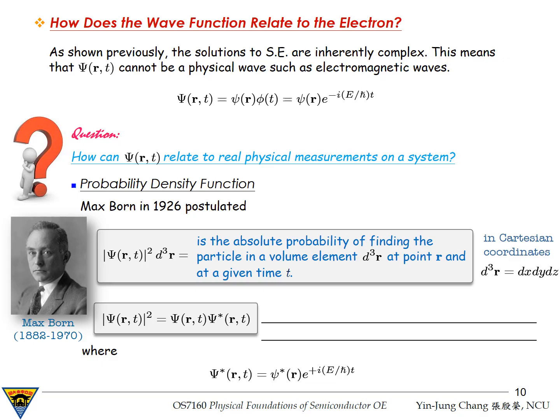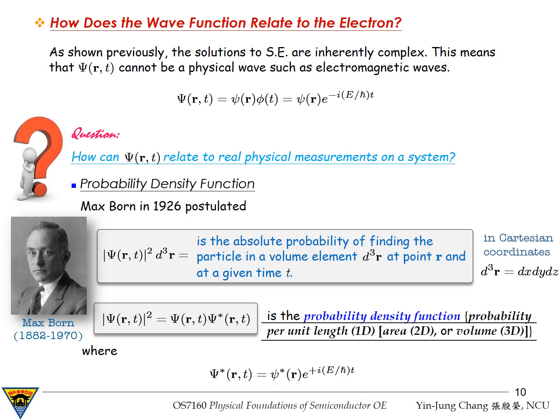The square of the absolute magnitude of a wave function, which equals the wave function times its complex conjugate, is therefore called the probability density function. In one dimension, it is the probability per unit length. In two dimensions, it is the probability per unit area. And in three dimensions, it is the probability per unit volume.